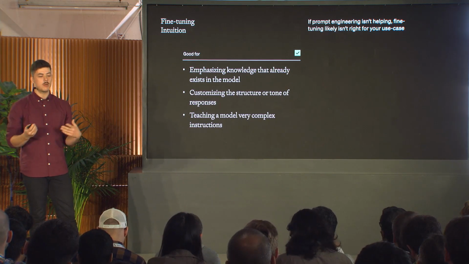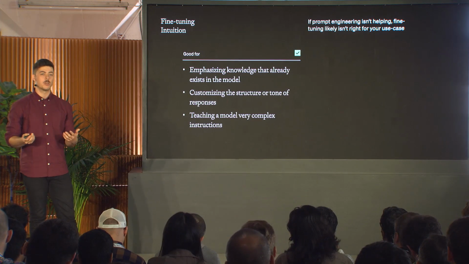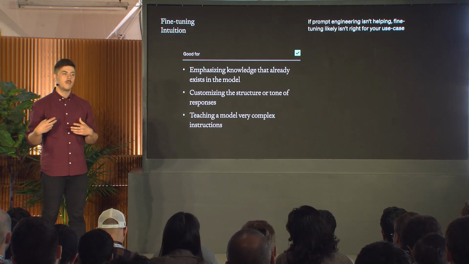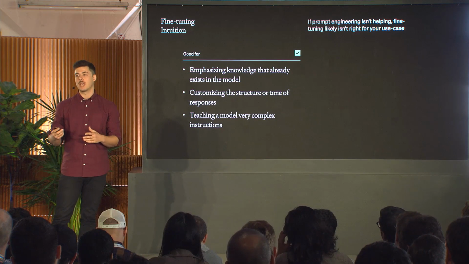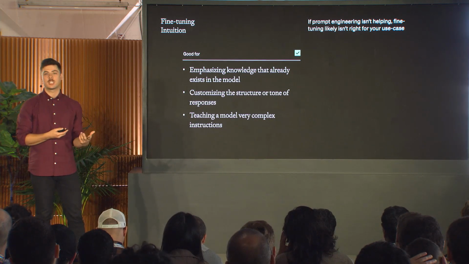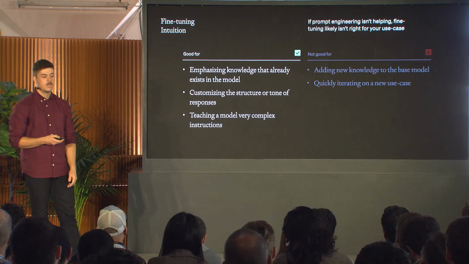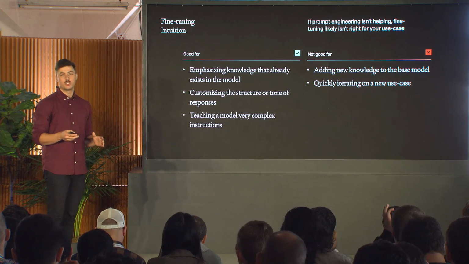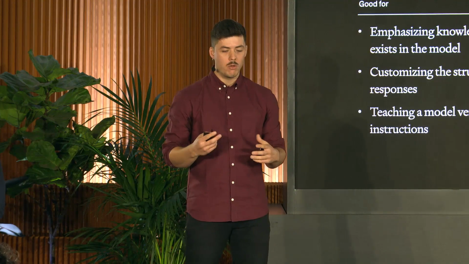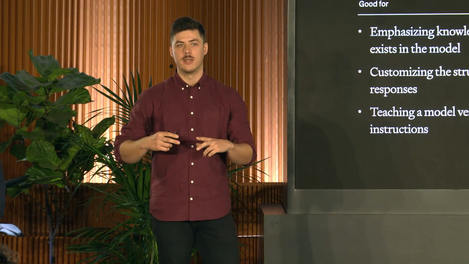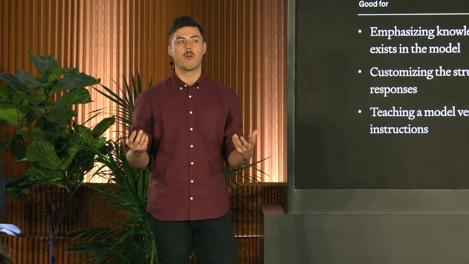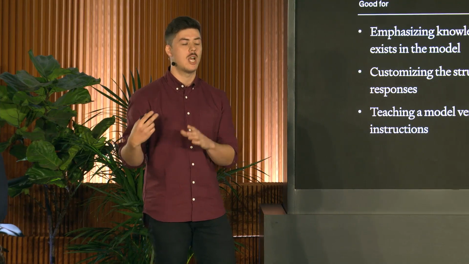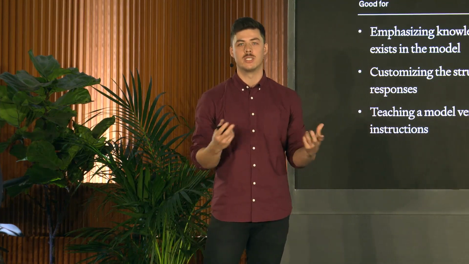And finally, teaching a model complex instructions, for the reasons I mentioned earlier, right? You can show a model during the fine-tuning process many more examples than you could ever hope to pack into the context window of a model. On the other side, fine-tuning is really not going to be good for adding new knowledge to the model, right? The knowledge that exists in an LLM was impressed into that LLM during these very large pre-training runs, and you're just not going to be able to get new knowledge into it during these limited fine-tuning runs.